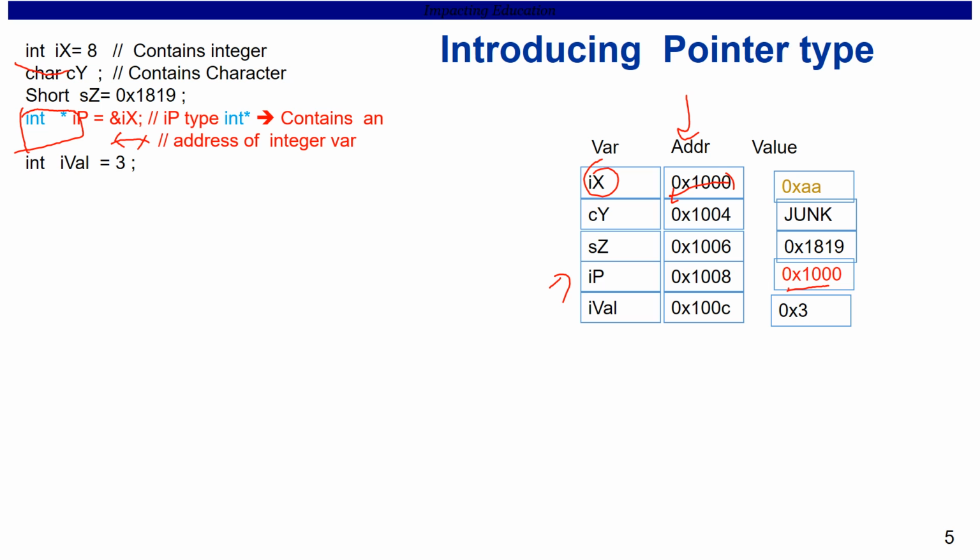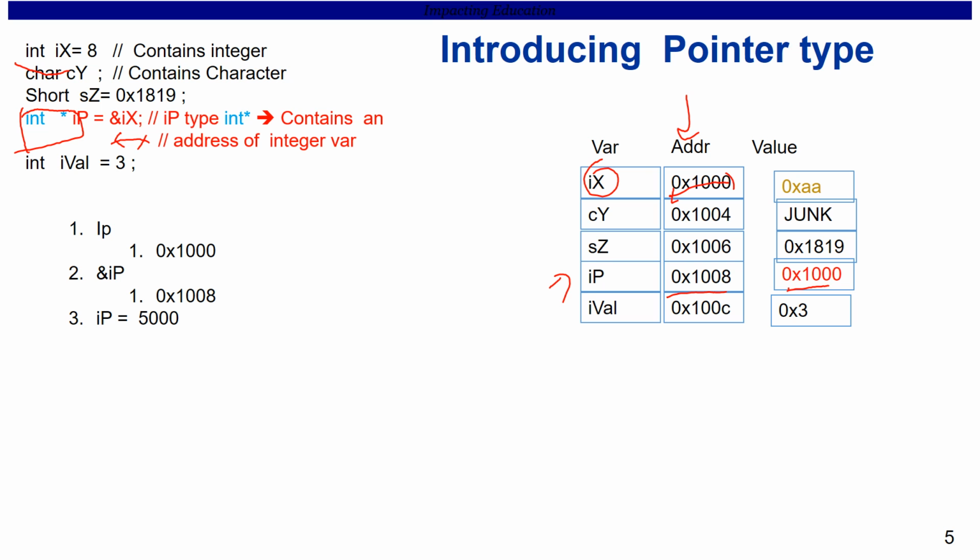So let me proceed further. Now what does ip evaluate to? Just like ix evaluates to a value of integer, the mere ip will evaluate to the value 1000. And of ip is the address of ip. So the address of ip in this case is 1008.